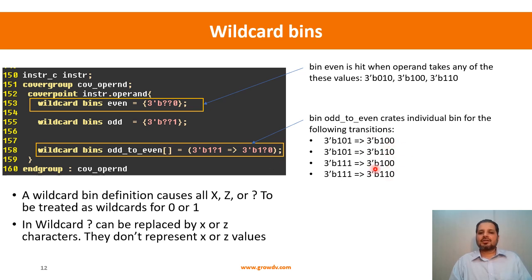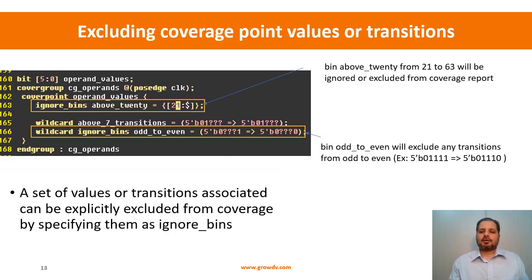So all these four transitions are allowed. Okay, and for each of the transitions a bin gets allocated. So this way wildcard bins allow you to represent multiple values or multiple value transitions in a very compact way. We have been looking at how to define the set of legal bins that cover the values that you're interested in.